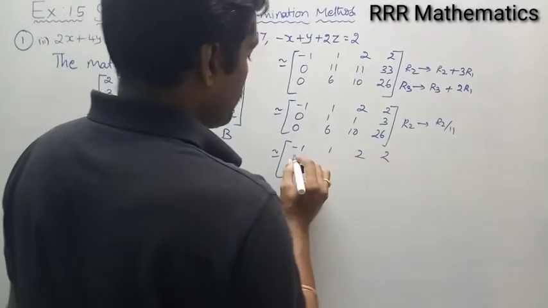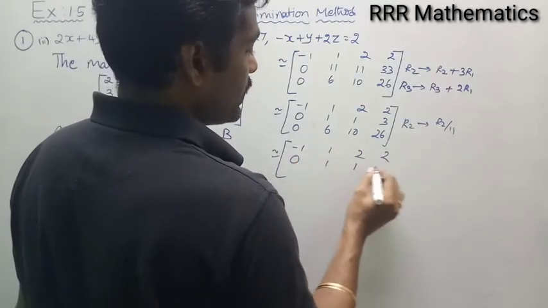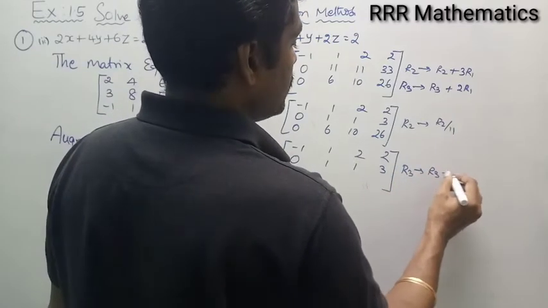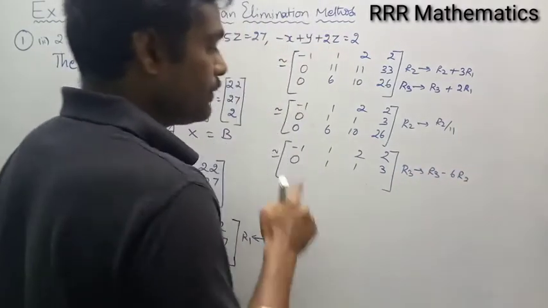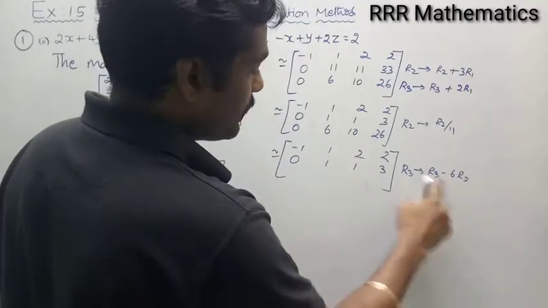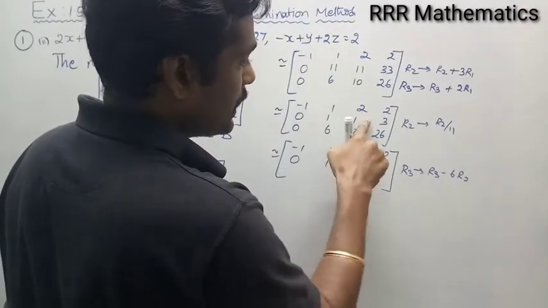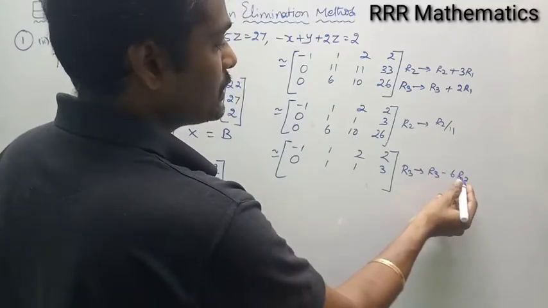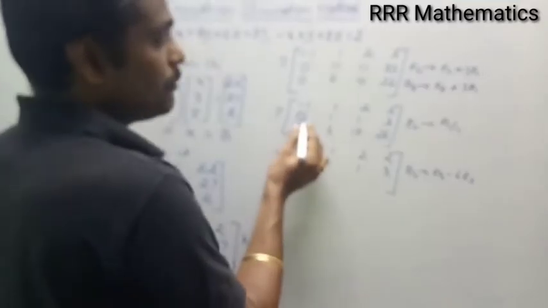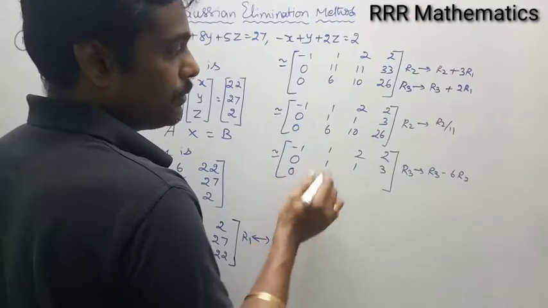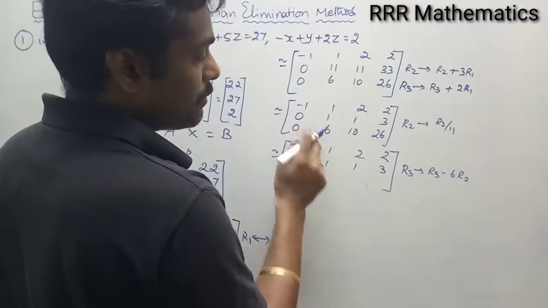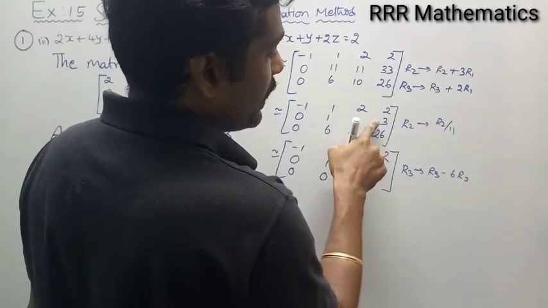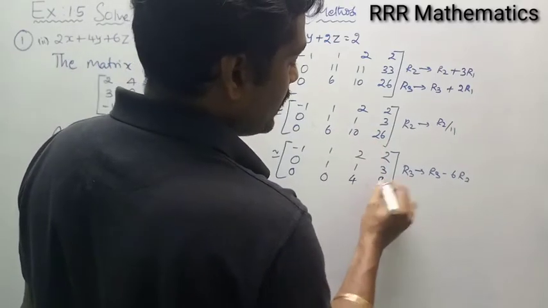See, leave the first row, second row. R3 implies R3 minus 6 times R2. See, I have the same sign, I will subtract. I have 6 here, multiply 6 in R2, you will get 0. See, R3 minus 6 times R2. 0 minus 6 into 0, 0. Minus 6 into 1, minus 6 plus 6, 0. Minus 6 plus 10, 4. Minus 18 plus 26, 8.